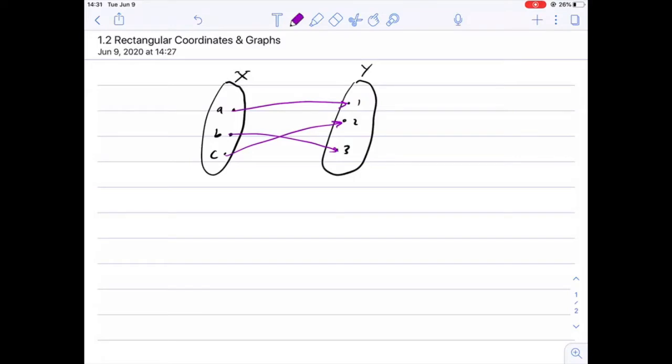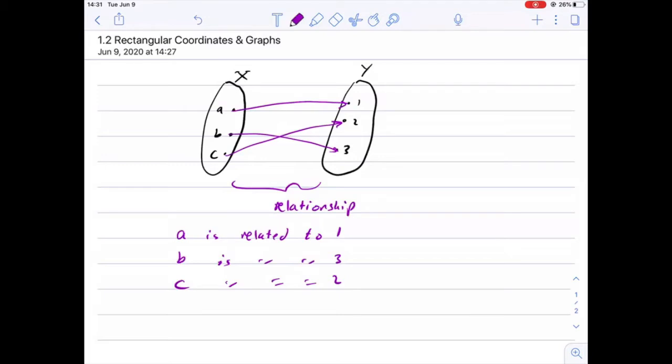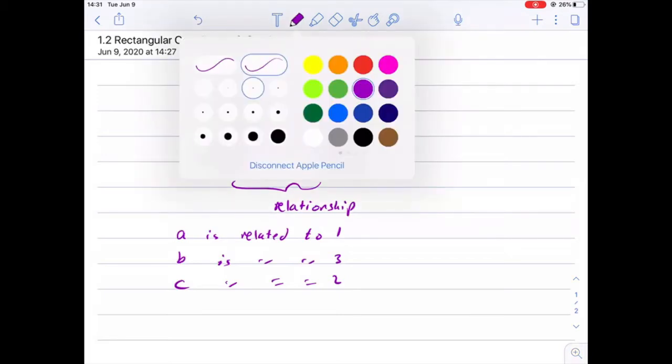Here, as we can see, we have some relationship between elements of x and elements of y. This relationship assigns each element of x one element of y. So we have a is related to 1, b is related to 3, c is related to 2. Now we can write this using what's called ordered pairs.